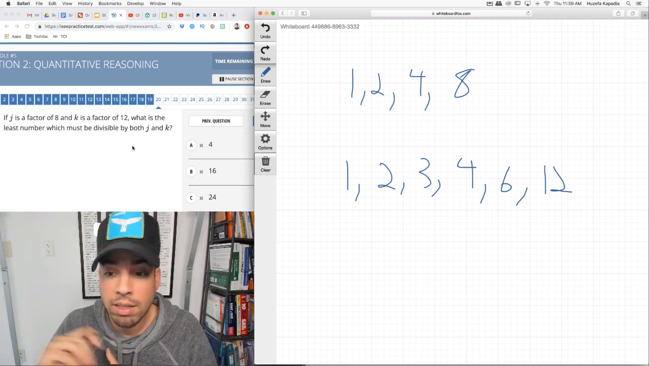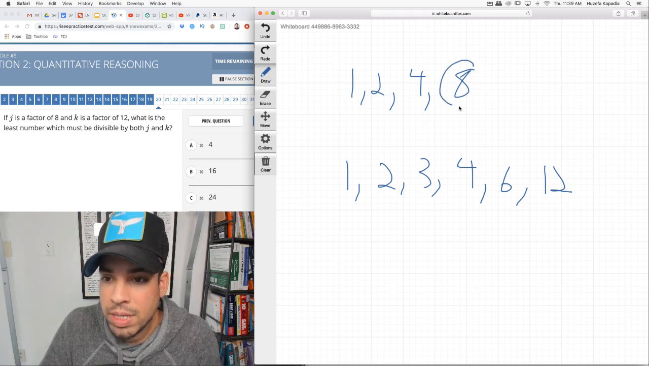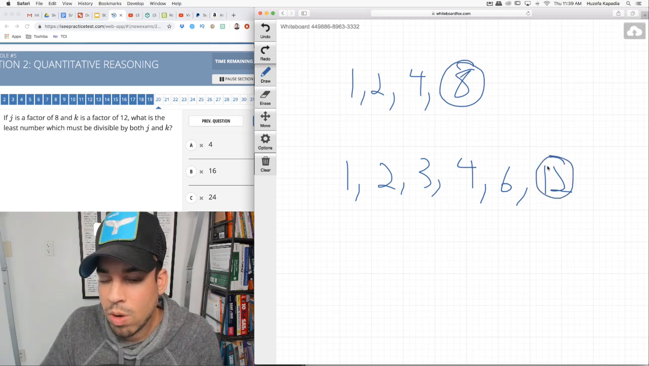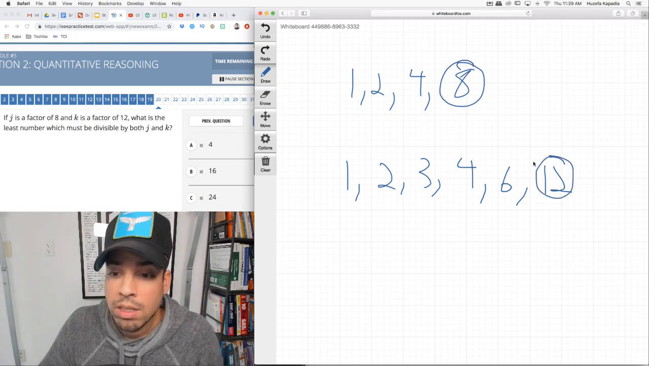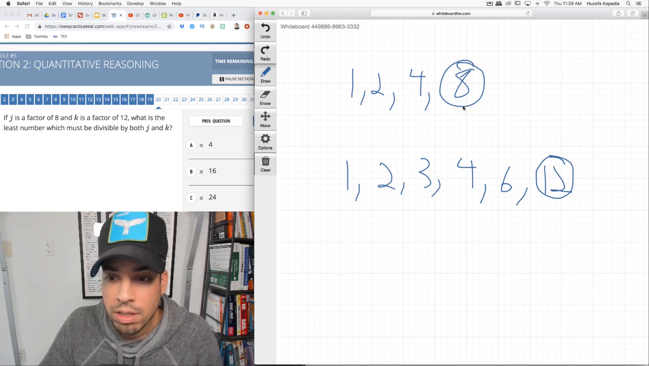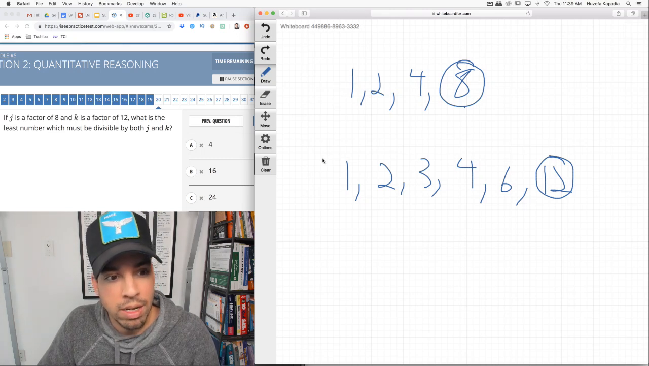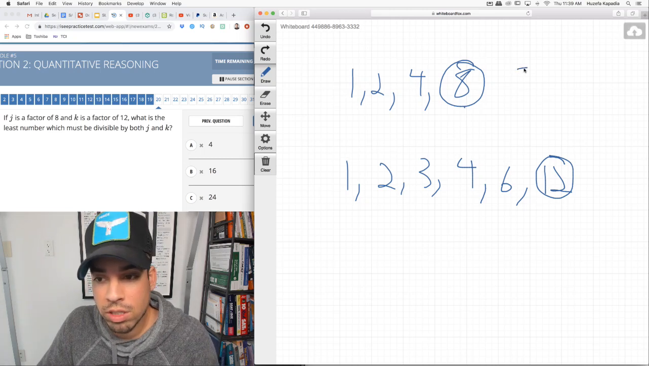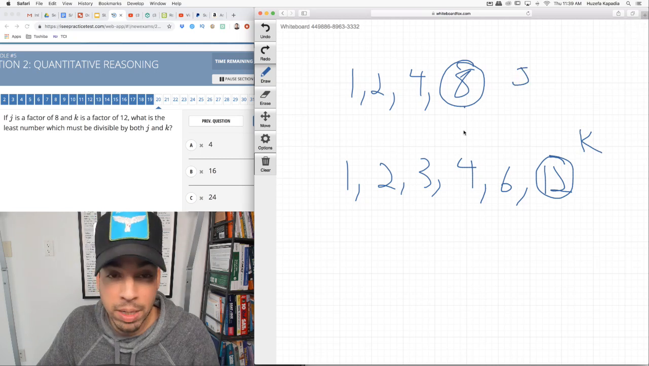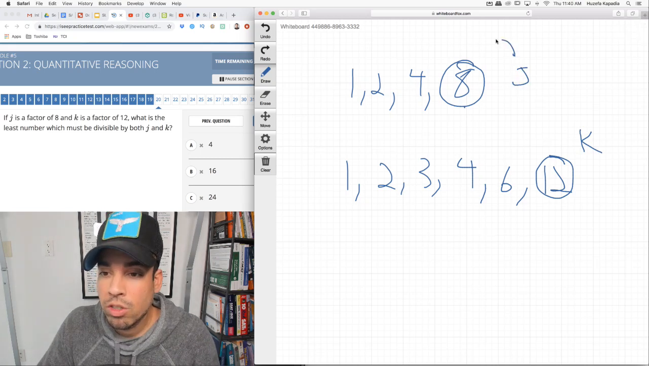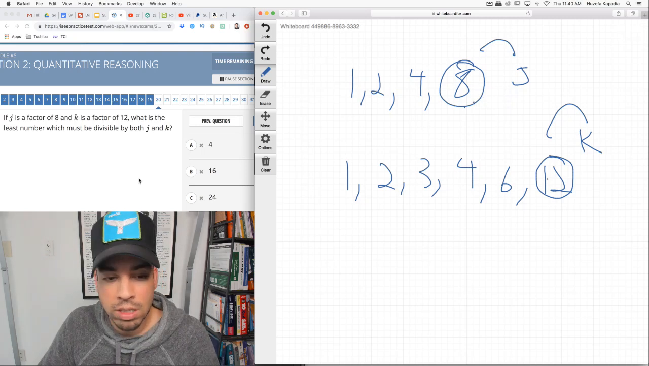Oh, I got it. This could be 8, and this could be 12. Okay, we don't know, but that's the biggest it could be. And so we have to assume that 8 and 12 could be the factors that we're talking about. We don't know. It also could be 1 and 1, but we don't know what j and k are. So I'm going to make j and k my biggest, most complex numbers possible. So if that's the case, what's the smallest number that's divisible by both of these? It's 24.